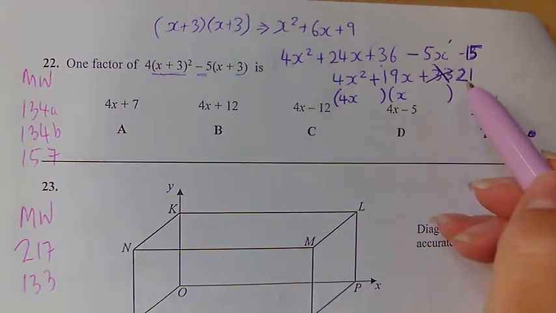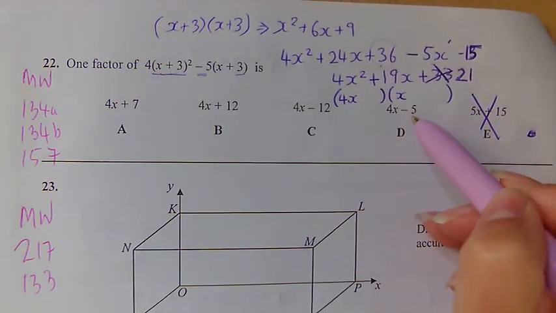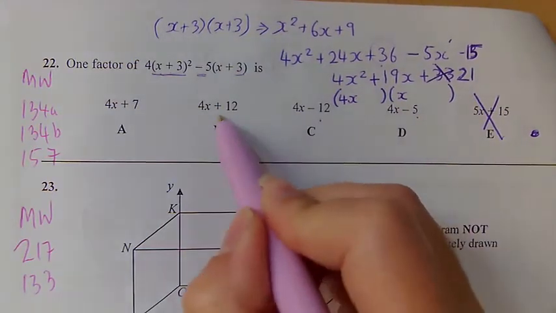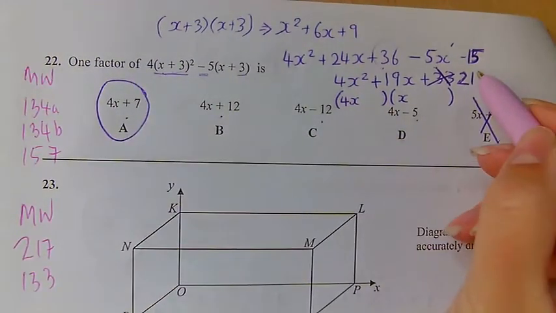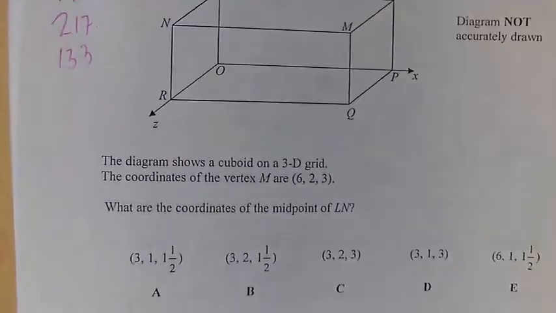So I want two numbers that times together to make 21. Is one of those numbers going to be a 5? No. Is it going to be a 12? No. Is it going to be a 7? Yes. That's the only thing I can do to make 21 on the end. Okay, so that's how we're going to do that question.